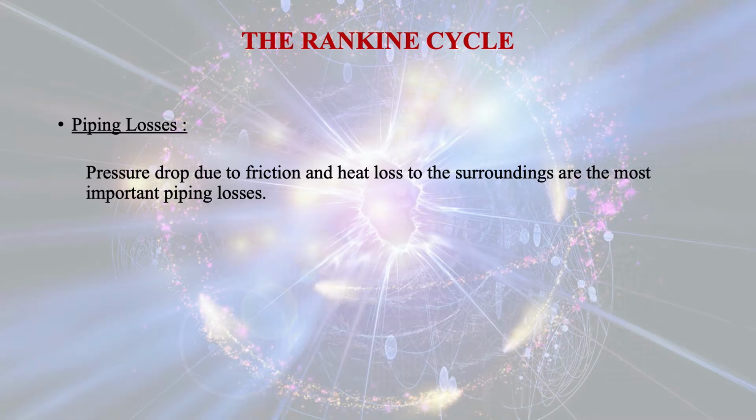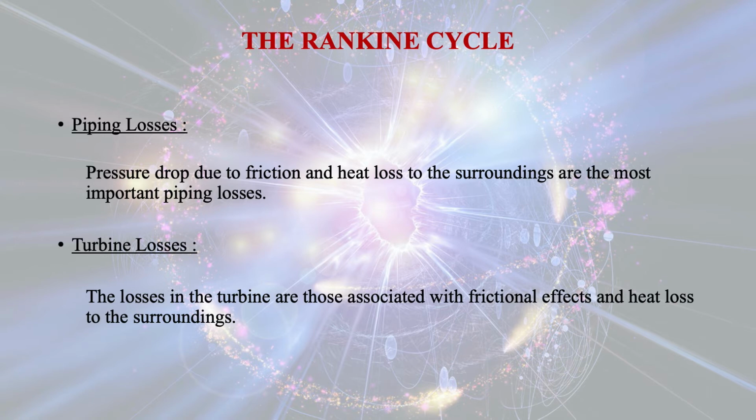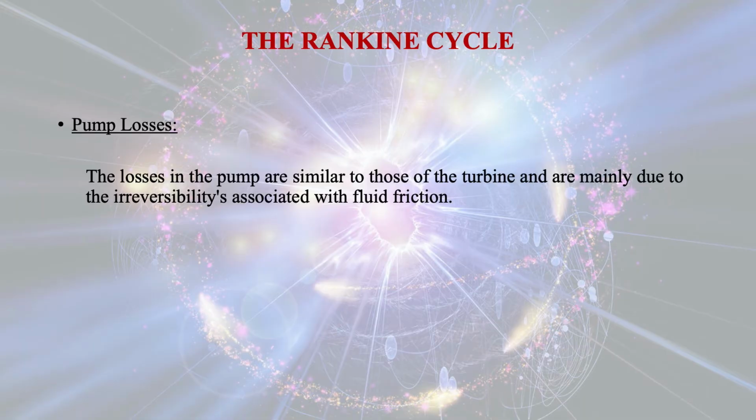Piping losses. Pressure drop due to the friction and heat loss to the surroundings are the most important piping losses. Turbine losses. The losses in the turbine are those associated with frictional effects and heat loss to the surroundings. Pump losses. The losses in the pump are similar to those of the turbine and are mainly due to the irreversibilities associated with fluid friction.